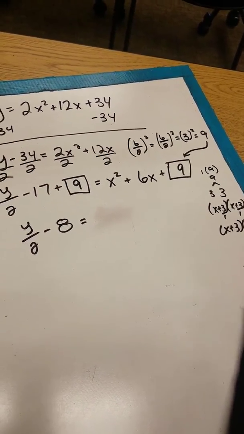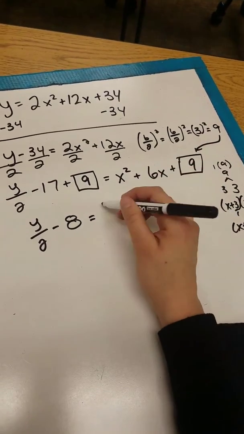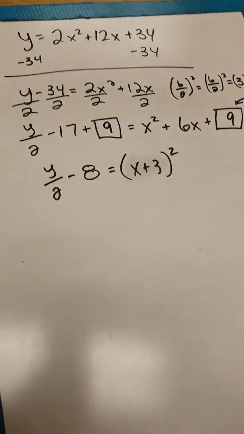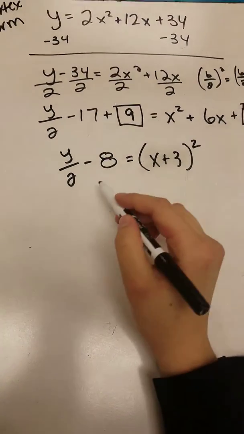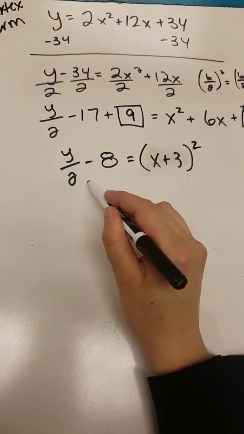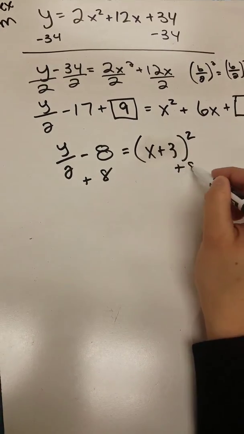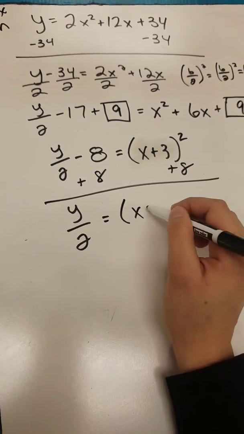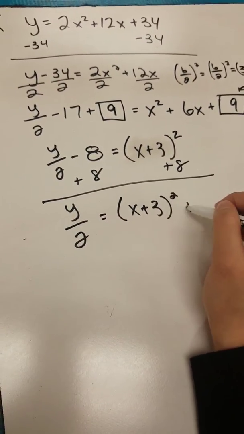Okay, way easier way, right, before you square it, is what it always factors into. So x plus 3, and then squared on the outside. Okay, so I'm going to zoom in a little bit. So now we need to get y by itself. So we need to solve for y again. So we're going to move over our 8. So we have y over 2 equals x plus 3 squared plus 8.